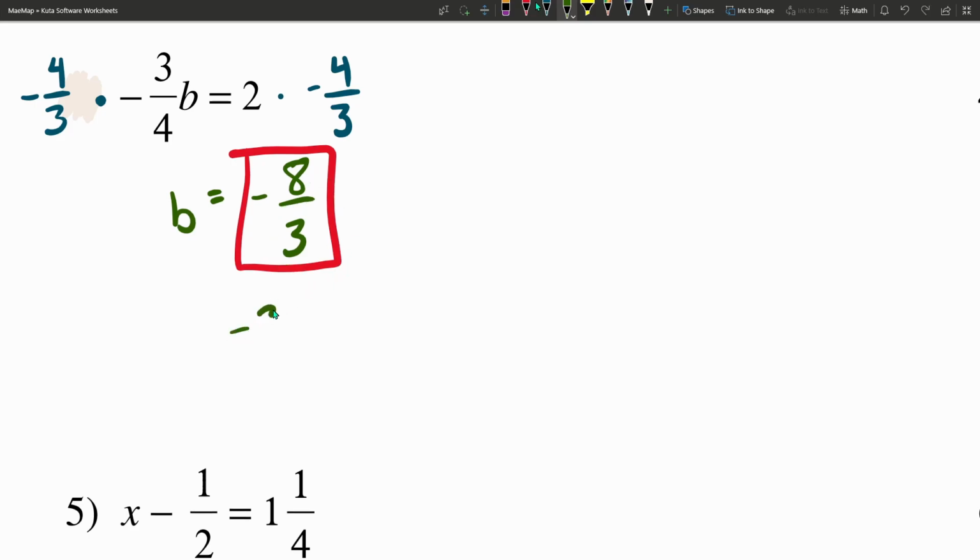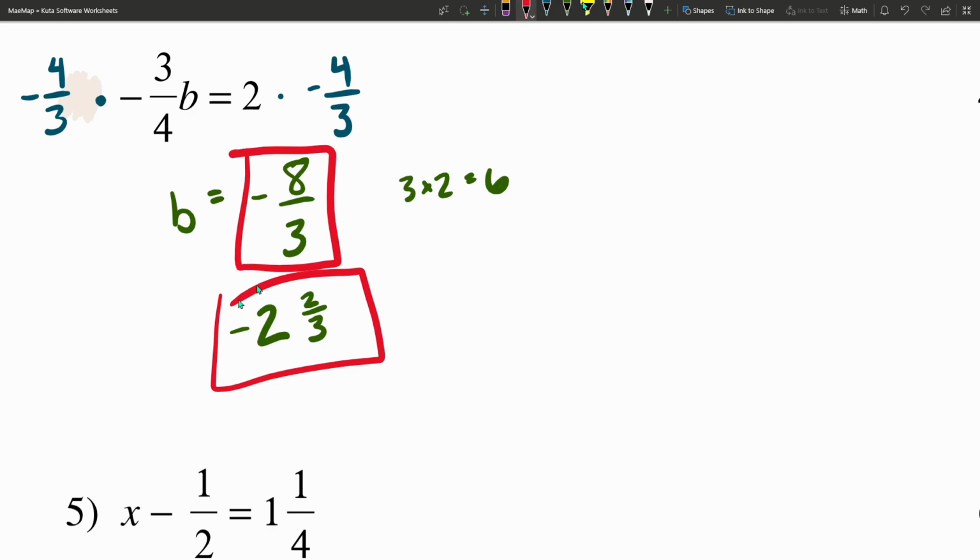So this will be a negative 2. But how much is left over? 3 times 2 is 6. And 8 minus 6 is 2. So this is negative 2 and 2/3. A quick, really awesome double check. 3 times 2 is 6. 6 plus 2 is 8. Negative 8/3 is the same as negative 2 and 2/3.